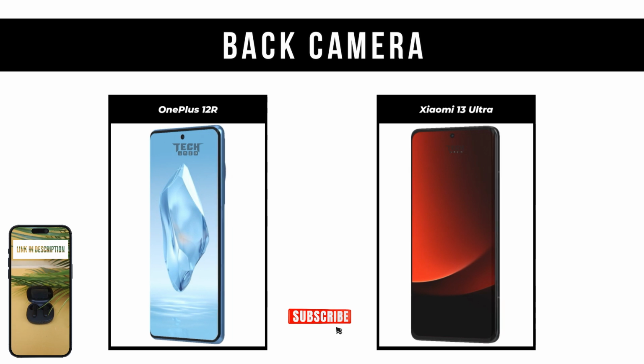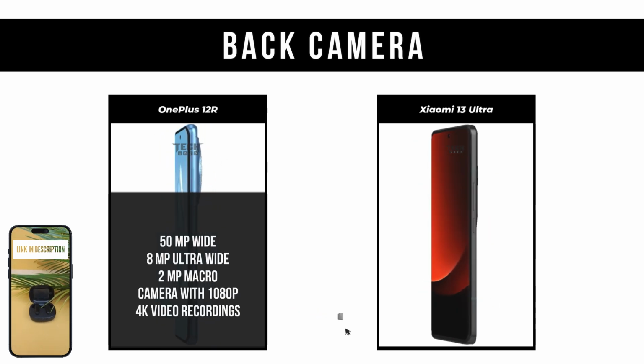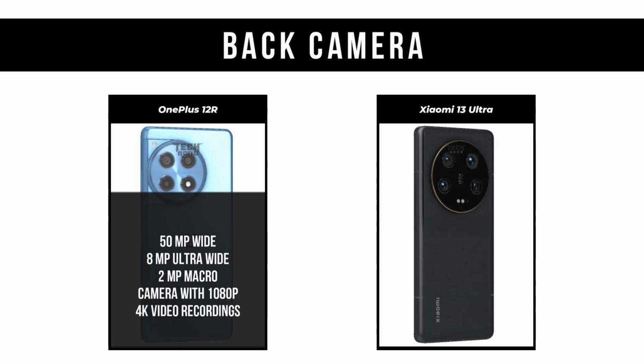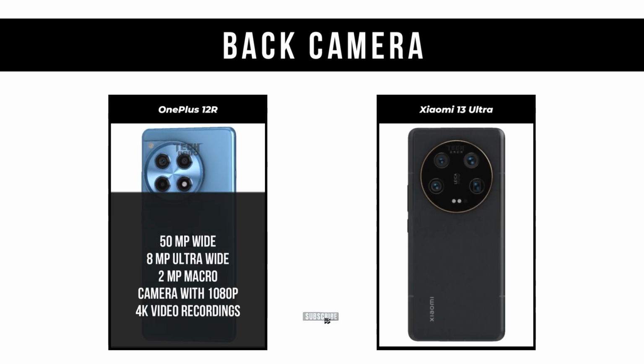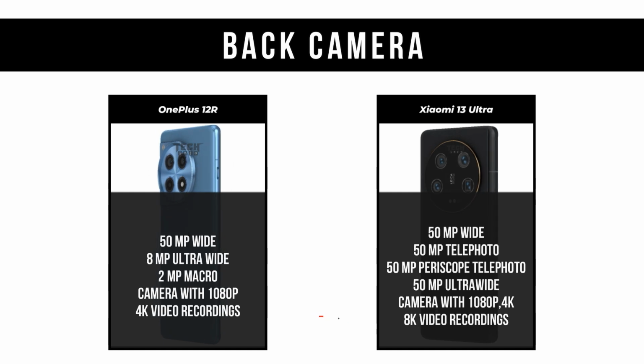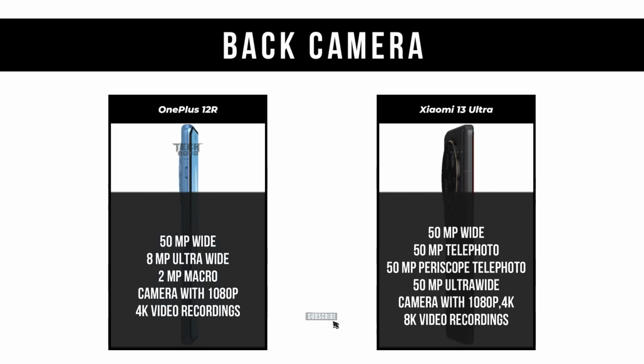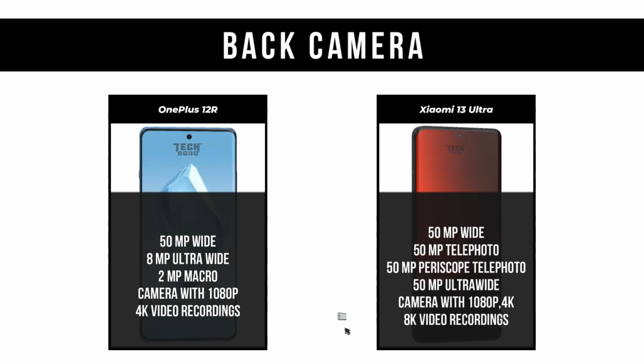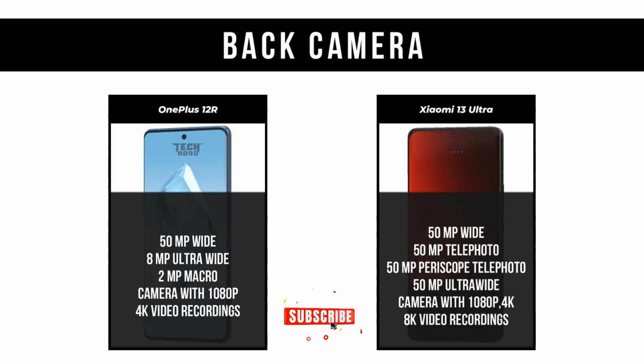Back camera. OnePlus 12R is 50MP wide, 8MP ultra wide, and 2MP macro camera, with 1080p and 4K video recordings. Xiaomi 13 Ultra is 50MP wide, 50MP telephoto, 50MP periscope telephoto, and 50MP ultra wide camera, with 1080p, 4K, and 8K video recordings.